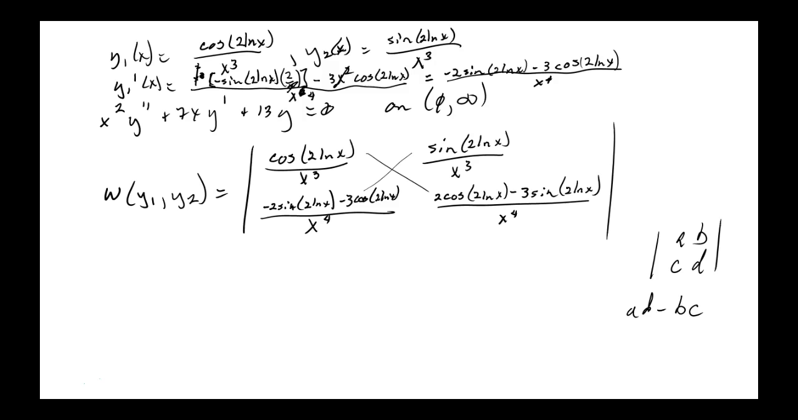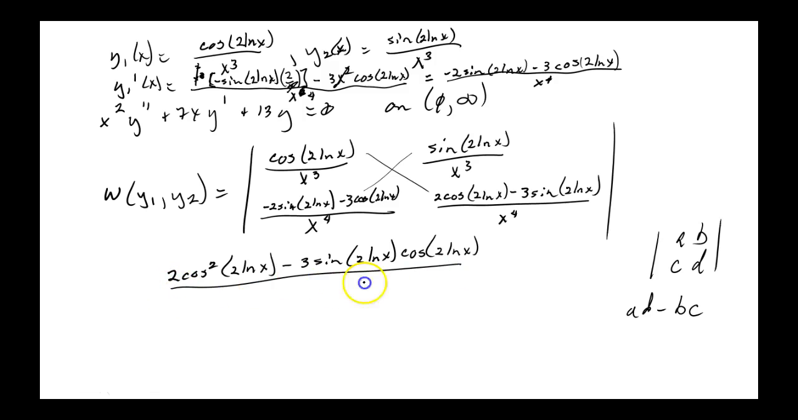So we would do cosine 2 ln x over x cubed times 2 cosine 2 ln x, and basically we could just say it would be 2 cosine squared of 2 ln x minus 3 sine of 2 ln x cosine of 2 ln x. All that's over x to the 7th, right? Yes, sir.